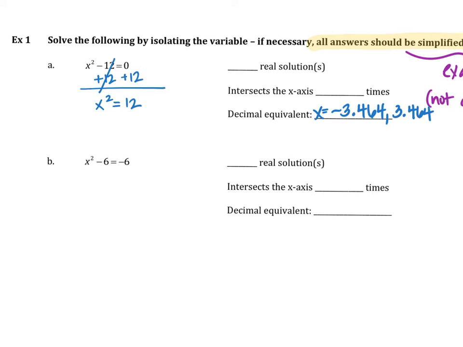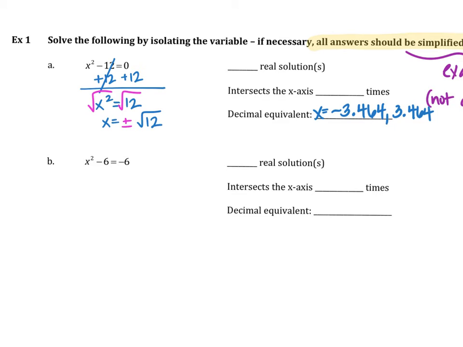Okay, now x squared is isolated, but we want to isolate x, so to undo a squared, the inverse operation is to take the square root. So I'm going to take the square root, and I'm going to automatically write my plus or minus because I know all quadratics have two solutions. So I'm left with the square root of 12.